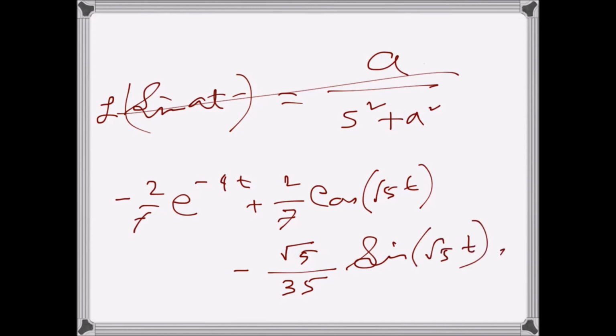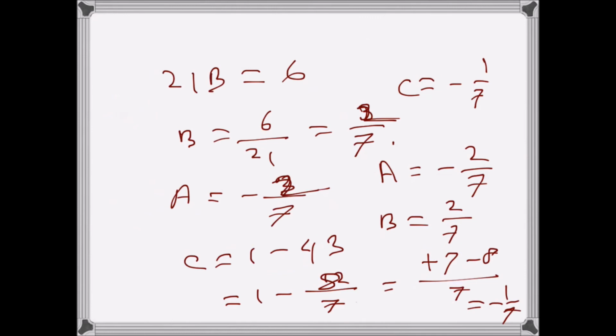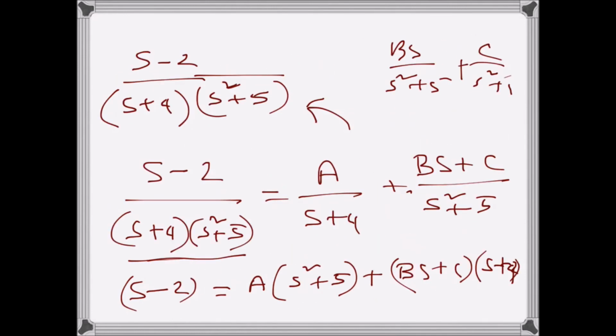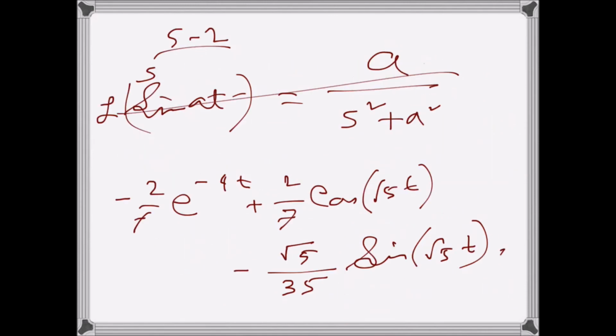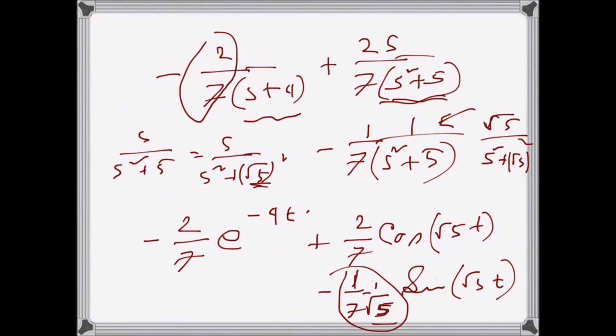So that's sine square root of 5t. So this is the inverse Laplace transform of the given one, which was of course this one, s minus 2 is, I don't know, what I forgot, over s plus 4 times s square plus 5. So s plus 4 here and s square plus 5. So this is how we have to rearrange. We have to do partial fraction expansion often, so that we can find something that's familiar to us.